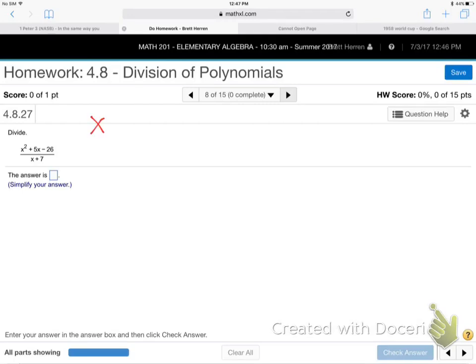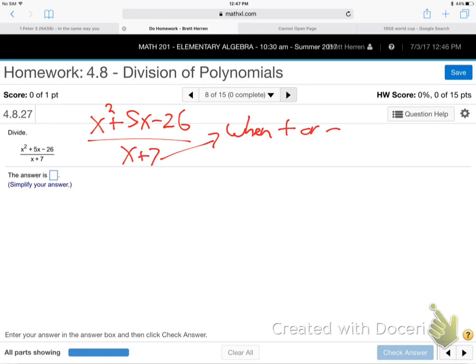So, x squared plus 5x minus 26 over x plus 7. Well, here's the deal on this one. When you have a plus or minus, see, plus and minuses is the problem again. In a denominator, you must do long division. So when you have a plus or minus in the denominator, you must do long division. So I've got to turn this into a long division problem.